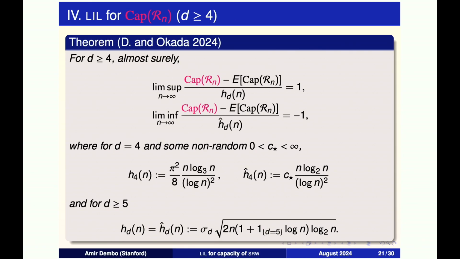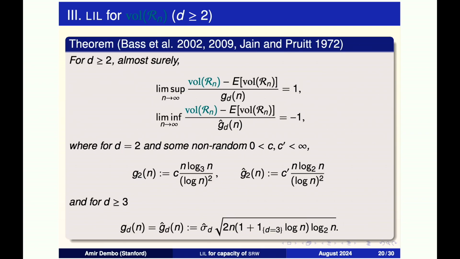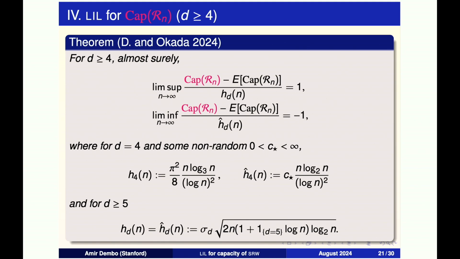What happens for the capacity? And here you have to trust me that the functions are the same, but look at these. The functions are exactly the same. Constants are different. And in our work, we show that, again, you just move the dimension up by 2. 2 goes to 4, 3 goes to 5, and the rest of it goes to 6 or higher. And you have the same scaling. You subtract the expected value, normalize, you get 1 or minus 1. So the coincidence is preserved at the level of the LIL, up to changing various constants.